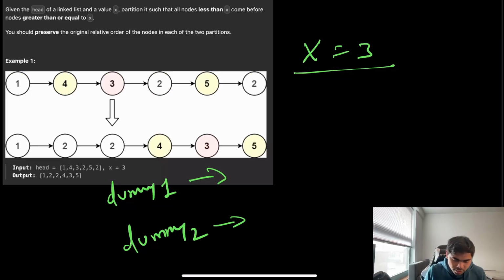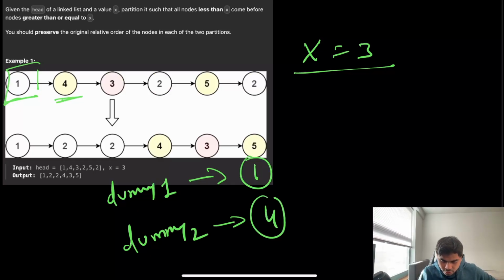So what I'm going to do is traverse this. Is 1 lesser than 3 or greater than or equal to 3? It's lesser than, so I'm going to append it to my dummy 1. Then I go to 4. 4 is greater than 3, so 4 will go to dummy 2. So I'm keeping lesser than x here and greater than or equal to x over here. This is what I'm doing, and I'll keep doing it.